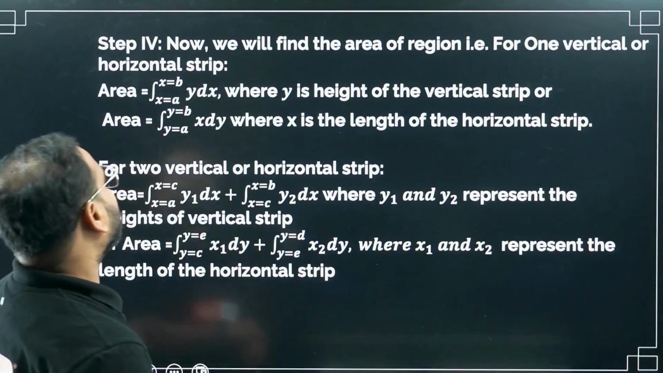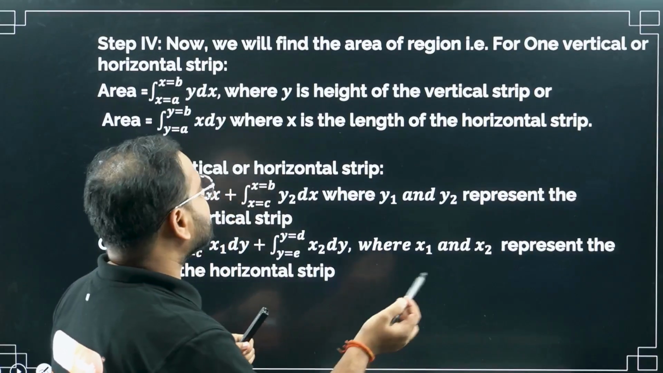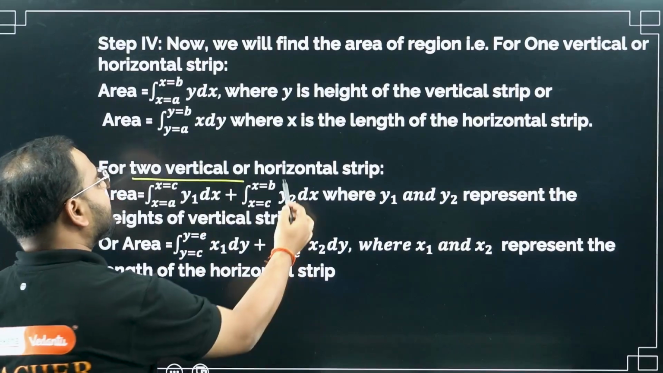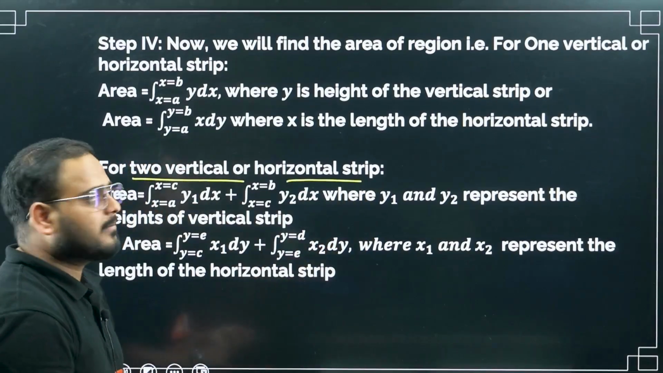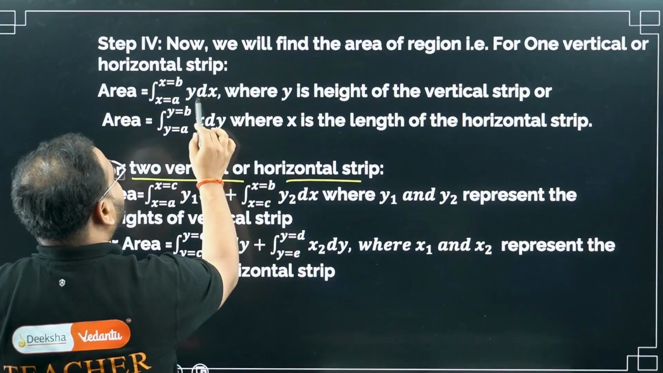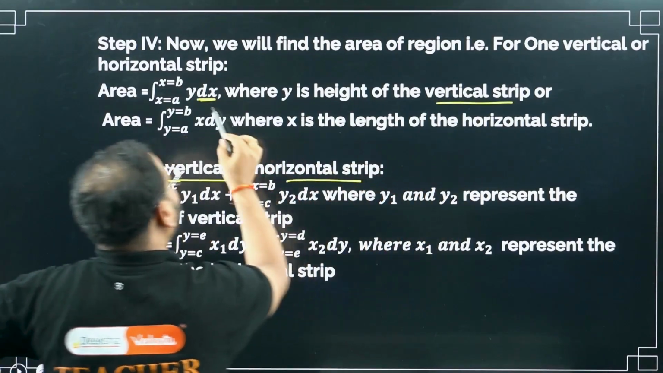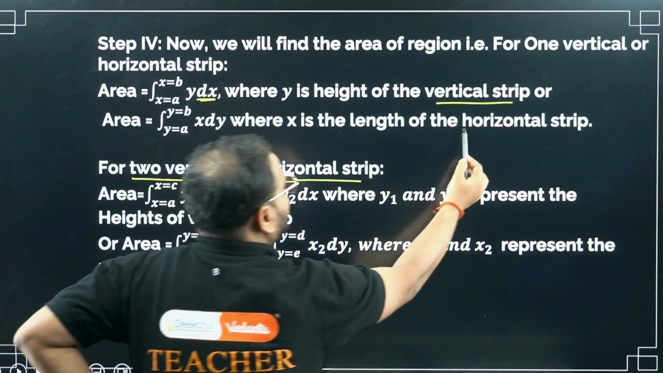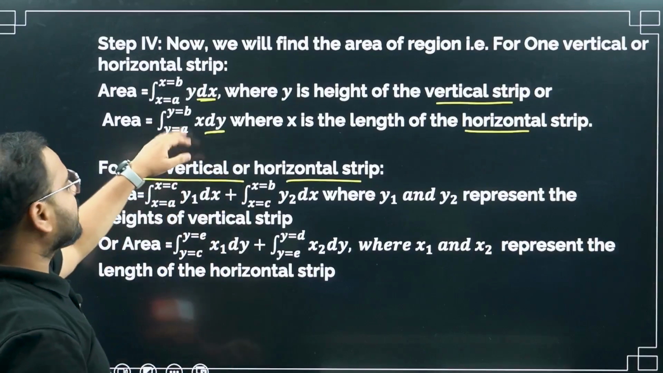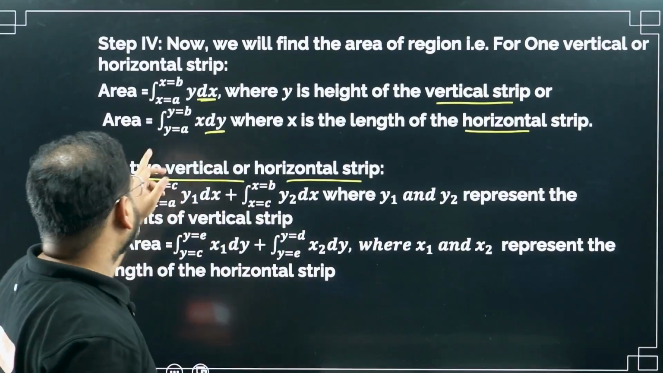Step number 4. Now we will find the area of the region for one vertical or horizontal strip, whatever is given in the condition. If it is two vertical or horizontal strips, we have to do it separately. If it is one, we'll see whether it is horizontal or vertical. Vertical strip means dx will be there, same thing I explained right now. And for horizontal, we'll have dy. Do the integration, find the limit value from a to b. The values will come for that. Right now, just the standard value taken as boundary is a to b.